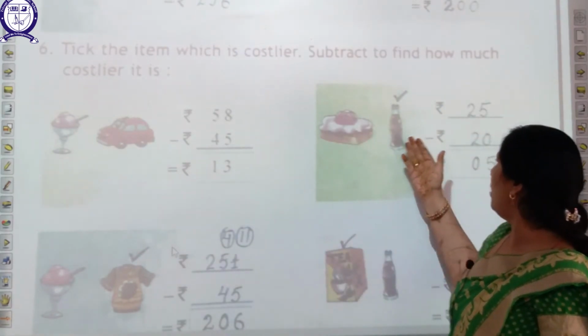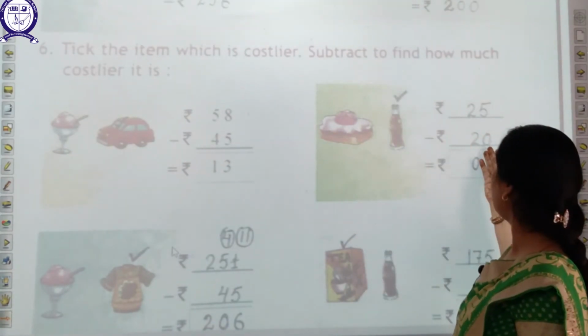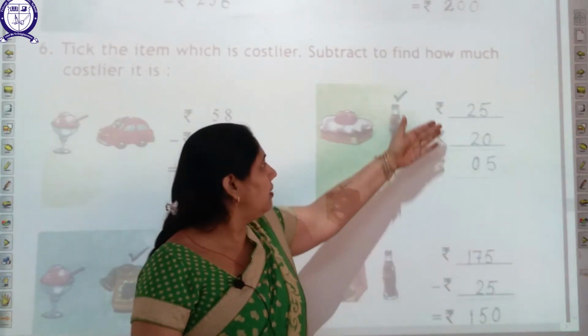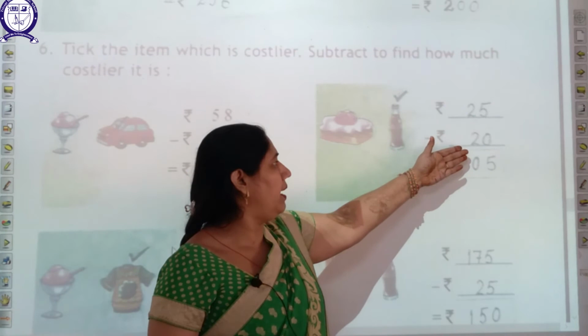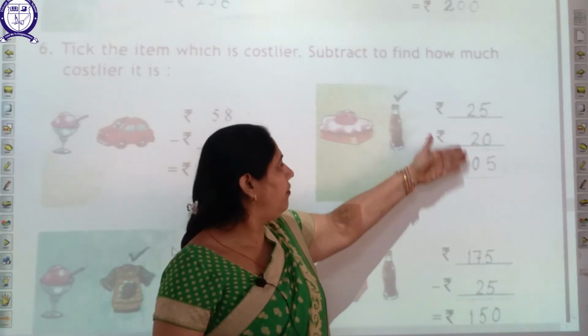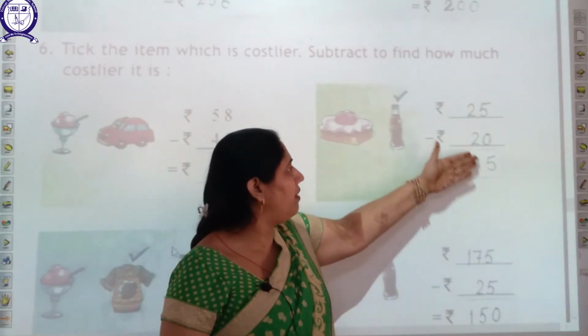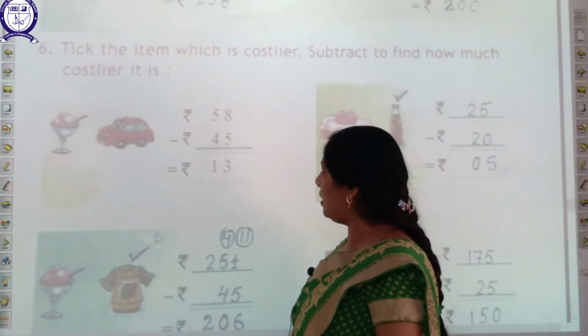The cola's cost is 25 and the pastry's cost is 20. So firstly you have to write the costlier cost and then write the lesser cost, and then you have to subtract. 0 out of 5 is 5, 2 out of 2 is 0. Come to the next question.